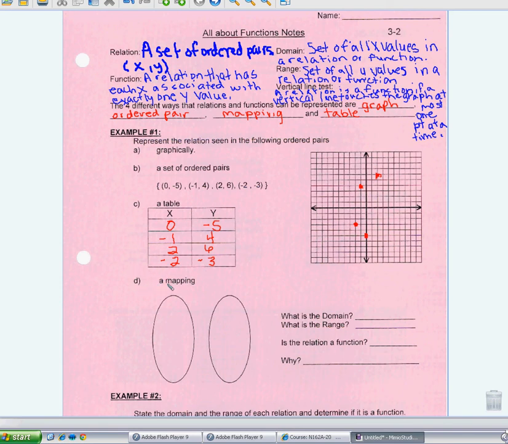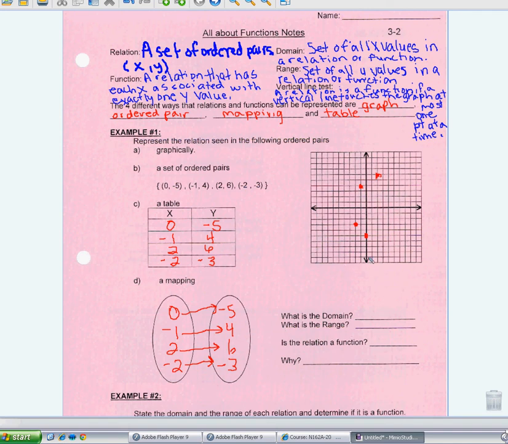A mapping, we have these two ovals and this kind of maps out where they are. My x's go in the first oval, so I have 0, -1, 2, and -2. And then I have my y values, -5, 4, 6, and -3. And in the mapping, we use an arrow. 0 goes with -5, -1 goes with 4, 2 goes with 6, -2 goes with -3. So that's just a different way to look at our ordered pairs.